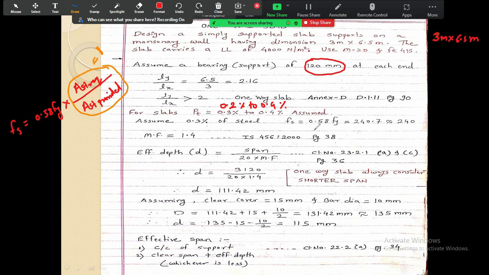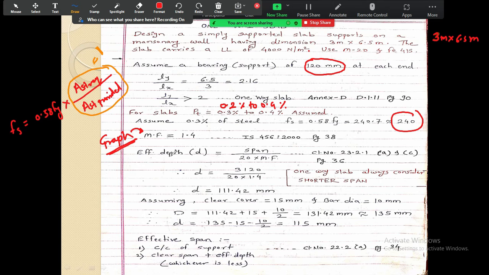So here you can see Fs is equal to 0.58 Fy. It is 240.7, so it is nearly equal to 240. This is the line on the graph. So we have to see the line which has the strength 240. Now MF is equal to what? It is 1.4. Where does this MF come from? This is from the graph, given on page number 38 of IS 456:2000. From there you have taken this value.